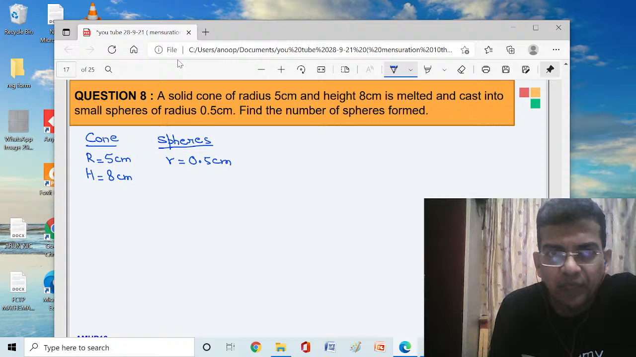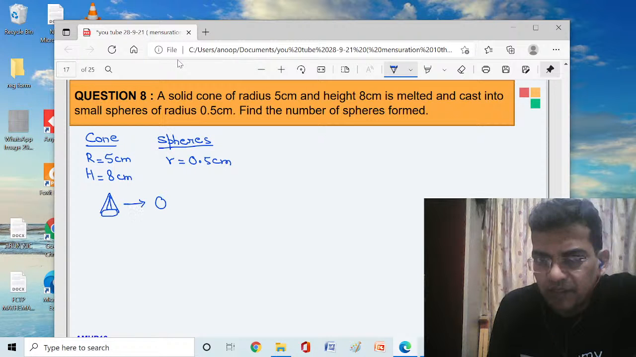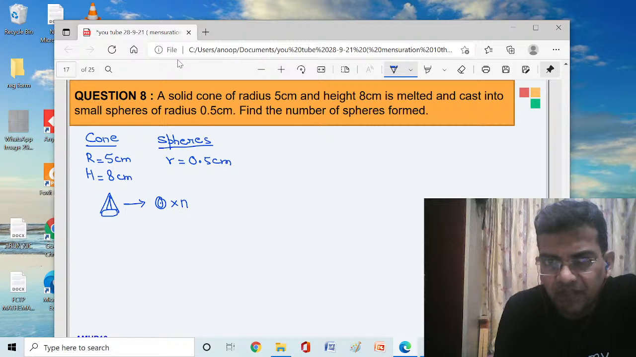Okay, so what we have to do, a solid cone is melted and recast into small spheres. If I explain it with the help of a diagram, this is a cone, a solid cone. It is melted and recast into small solid spheres. So let the number of spheres formed be n. You can write it like this. So see, this is a cone. It will be melted and recast into spheres, and there will be n spheres.